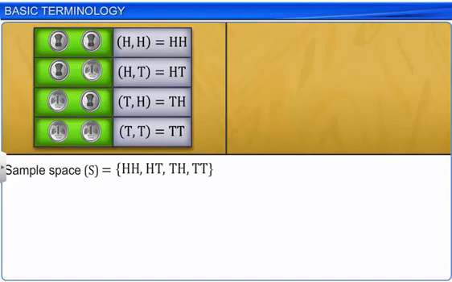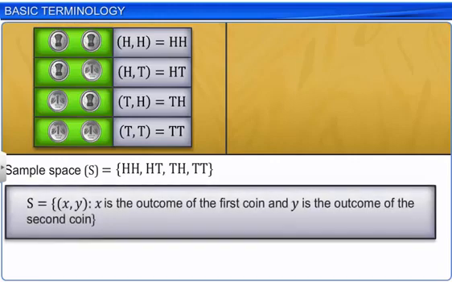The outcomes of this experiment are the ordered pairs of the outcome of the first coin and the outcome of the second coin. For the sake of convenience, we may omit the commas from the ordered pairs. In set builder form, this can also be written as S is equal to (x, y), such that x is the outcome of the first coin and y is the outcome of the second coin.